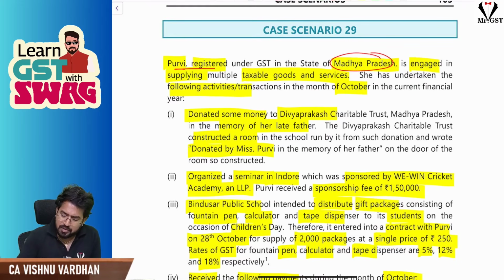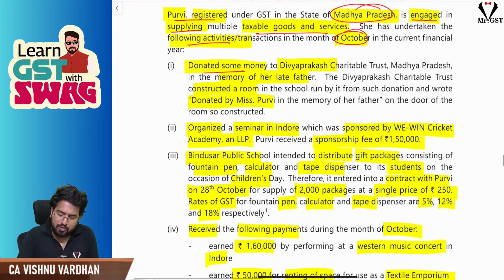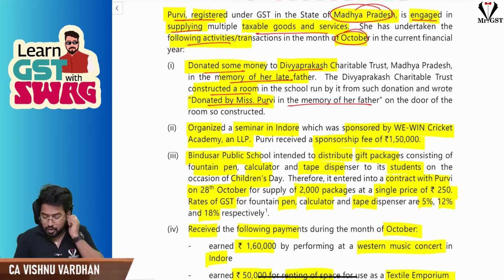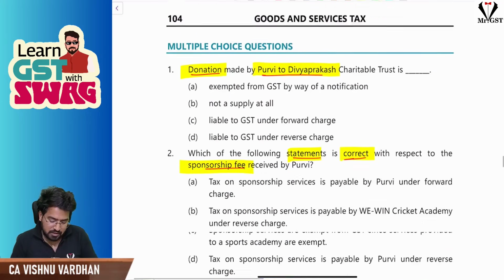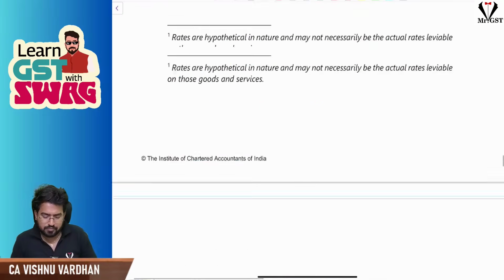Purvi is registered in Madhya Pradesh and she is engaged in providing multiple taxable goods and services. The following transactions are given for the month of October. She donated a sum of money to Divya Prakash Charitable Trust in memory of her late father for constructing a room, and it is mentioned on the door of the room so constructed that it is donated by Miss Purvi in memory of her father. Here, there is no quid pro quo, you can understand. So this is not a supply at all. Donation made by Purvi to Divya Prakash is not a supply at all.